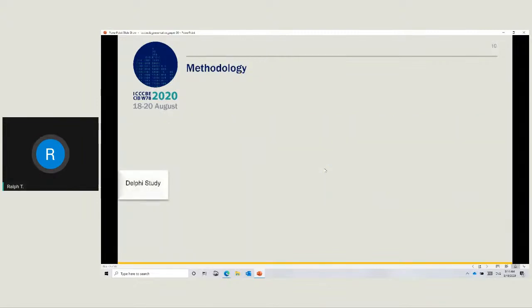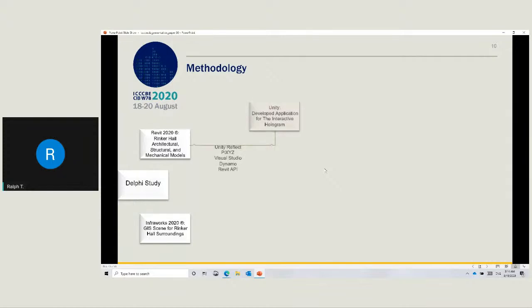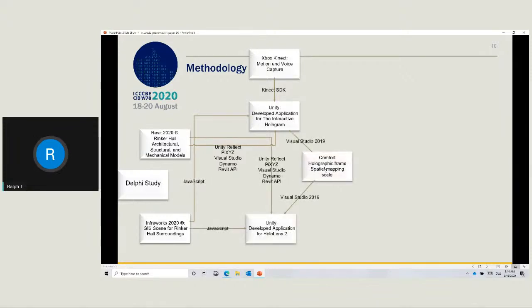So the methodology started with a Delphi study between educators and industry professionals to see where they stand on the idea and on their prospects for the application of holography in the future. The development of the applications is starting in Revit and InfraWorks. The first is for BIM, the second is for GIS. And then the first tool that we're using is an interactive hologram that we previously developed in Unity that uses motion sensing. So we're using different scripts to export all the data.